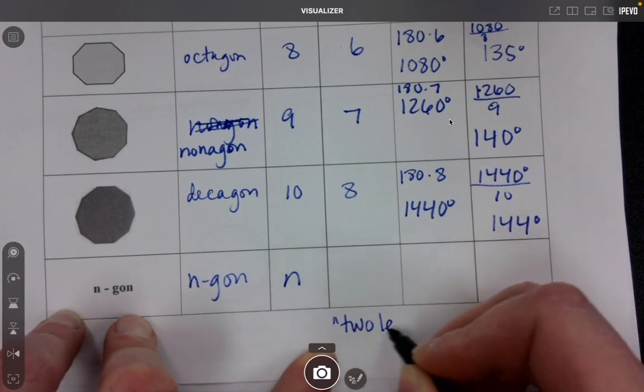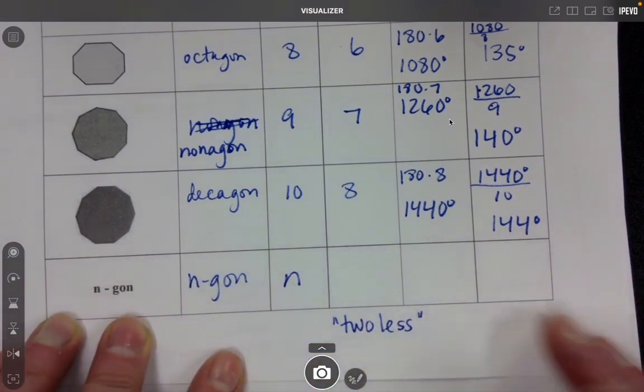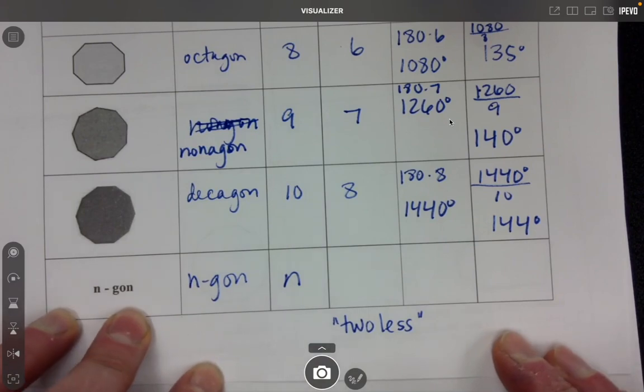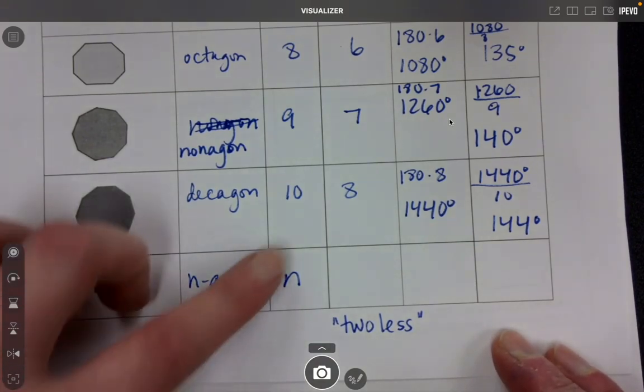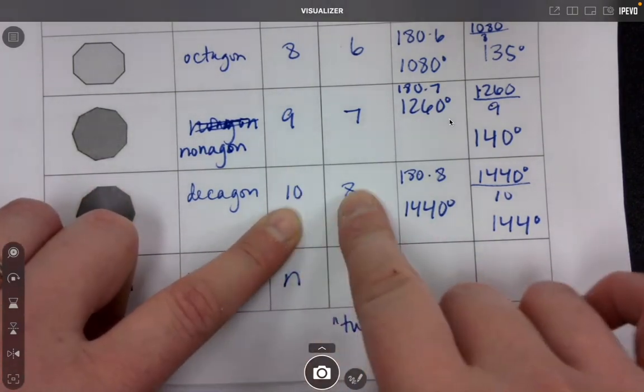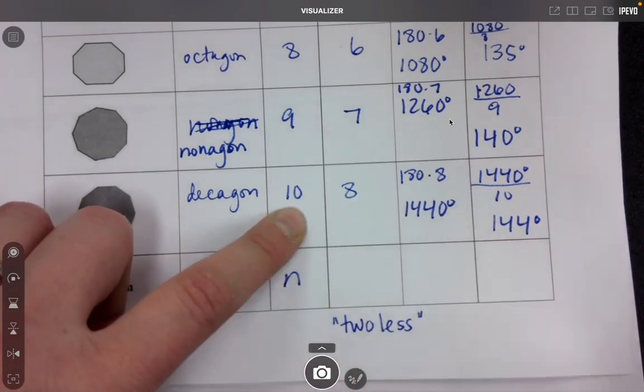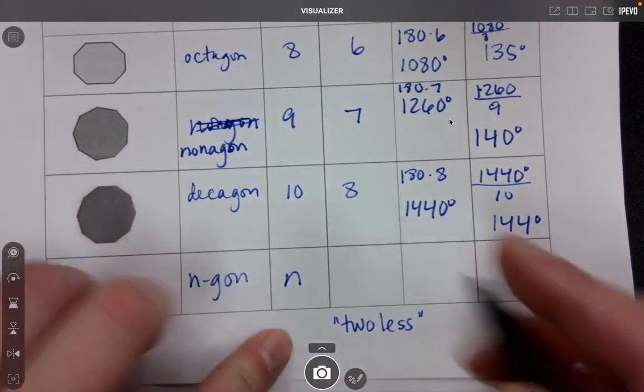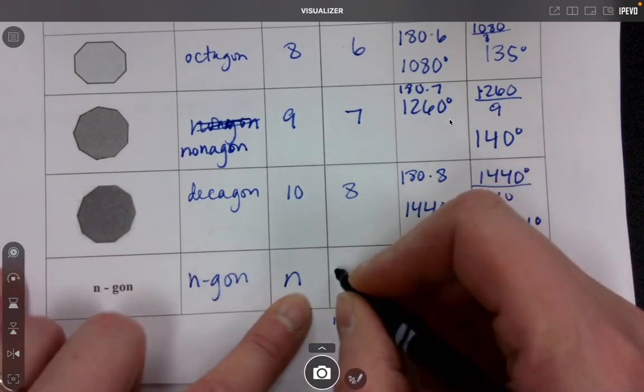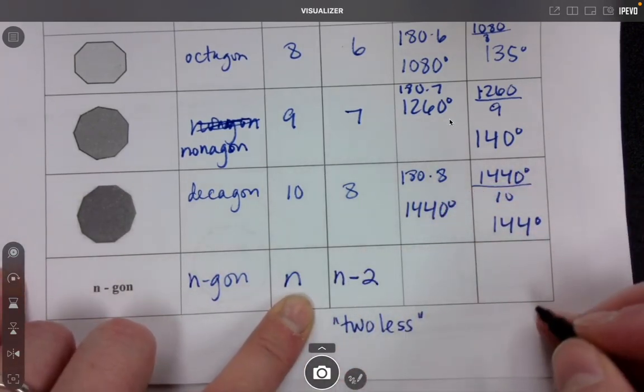So let's think about what that means in math. So we know the number 2 in there, right? So we've got to think, are we adding, subtracting, multiplying, or dividing? Well, if I take 10 and I add 2, I certainly don't get to 8. I would need to subtract. So that's what that 2 less means. So if I have n sides, I'm going to have n minus 2 triangles.